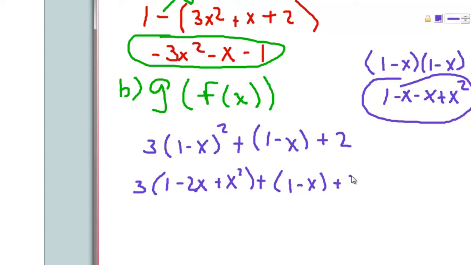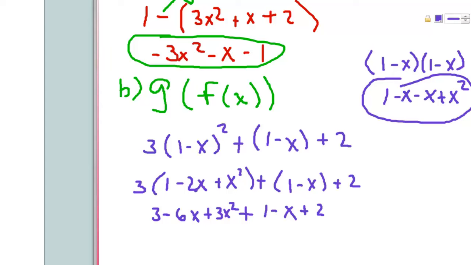So we're going to distribute that 3 into everything. We're going to get 3 minus 6x plus 3x squared. And now, because there's only a plus sign here and nothing to distribute, that's going to just remain as is.